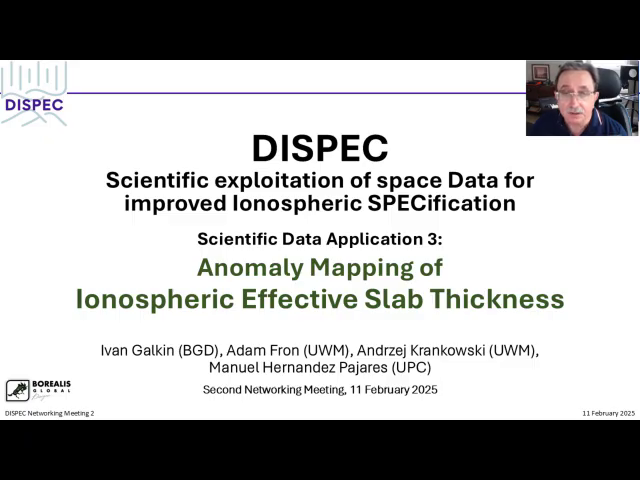I am Ivan Galkin, and my co-authors are Adam Fron, Andrzej Krankovsky, and Manuel Hernandez Pajares. Together we represent two communities of remote sensing the near-Earth plasma. I am on the ionosonde side, the Global Ionosphere Radio Observatory, GIRO, and my co-authors are from the community of Global Navigation Satellite System, GNSS.